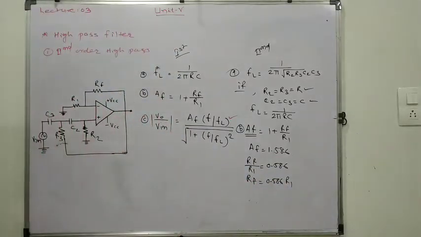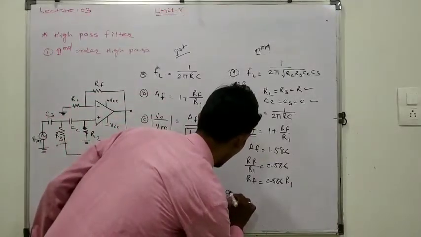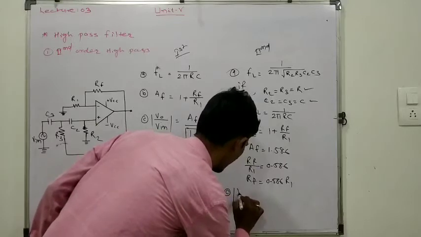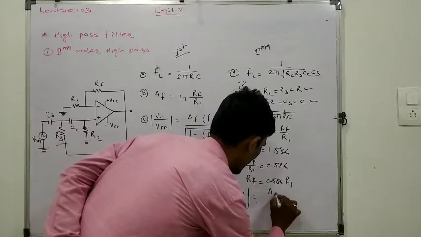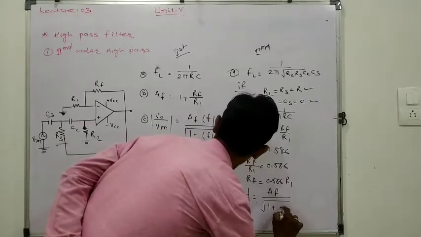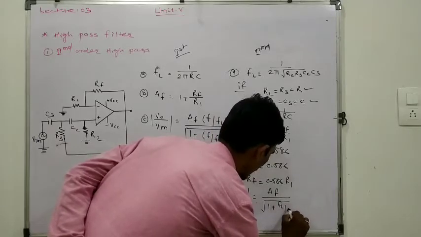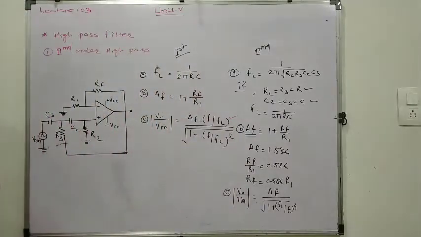So this is for the high pass second order Butterworth filter. Now the last formula, for the transfer function VO by Vin, we also have to write down. For this last formula, the transfer function VO by Vin is equal to AF divided by the square root of 1 plus (FL divided by F) raised to the power 4. That is the formula for the transfer function.